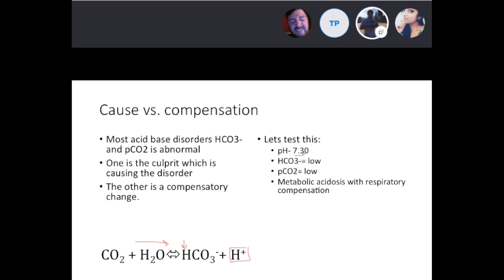But to compensate for the low bicarb, your body's going to say, whoa, I need to blow off my CO2, and it's going to start decreasing PCO2. By decreasing PCO2, the body shifts this to the left. So by decreasing my PCO2 level, I'm going to end up increasing my pH level, because I'm creating more CO2 instead of bicarb.